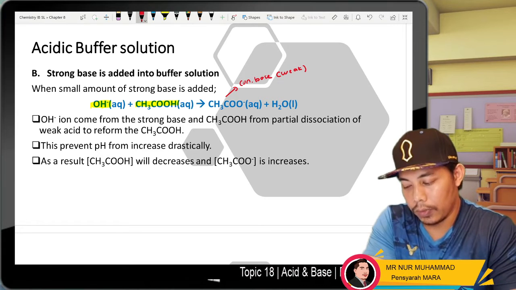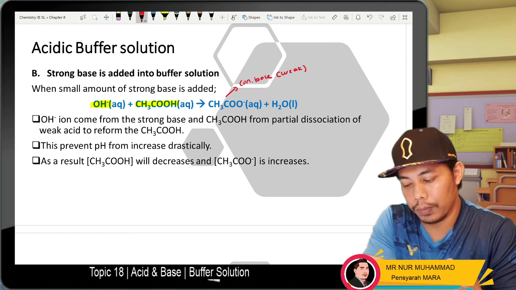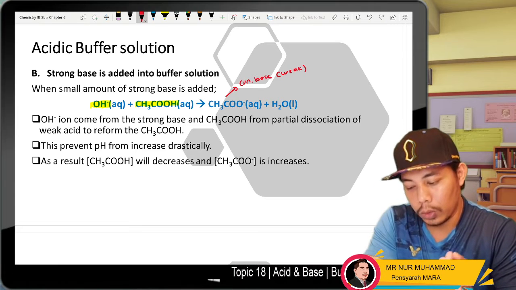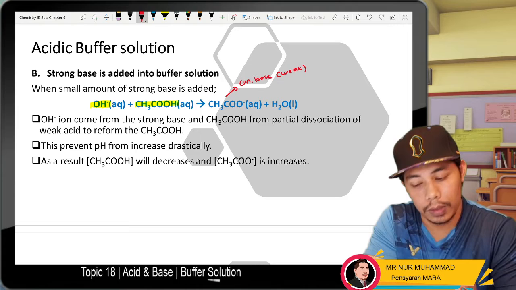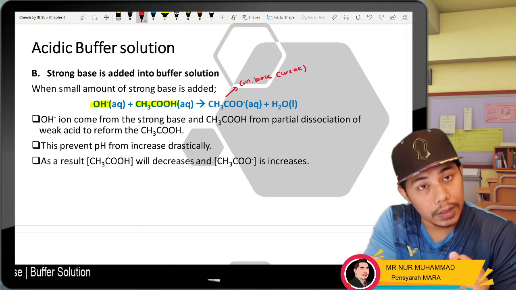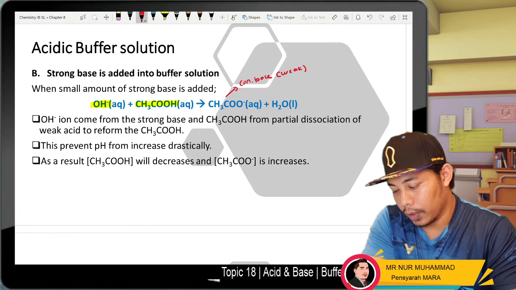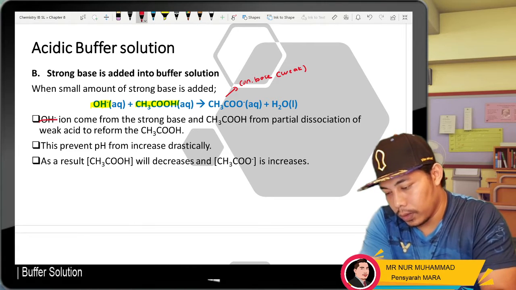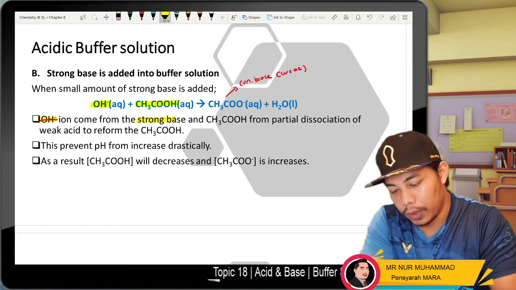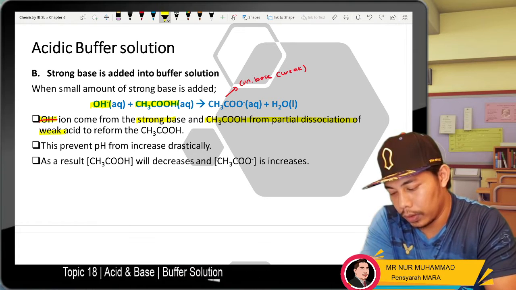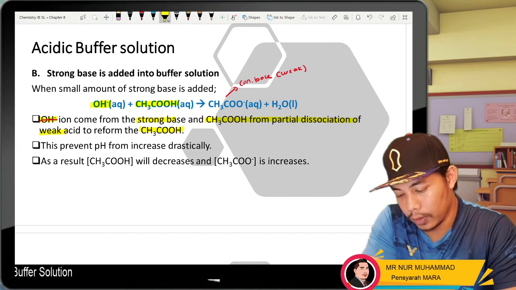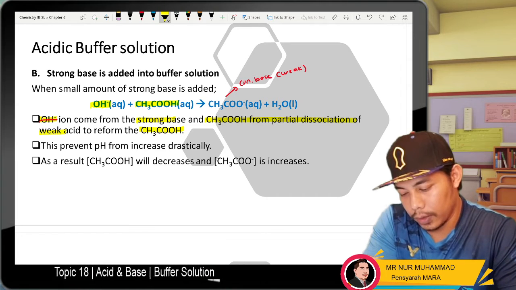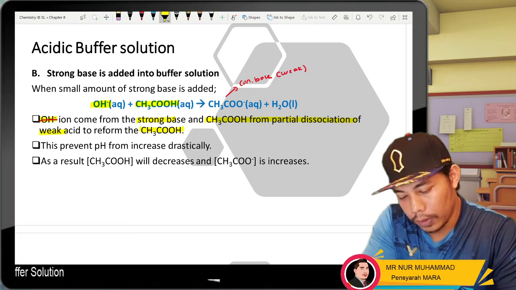If hydroxide ion is present in the solution, the pH will increase, but once the product is changed from hydroxide ion to ethanoate ion, which is the conjugate base, the pH still increases, but it increases slowly. The hydroxide ion from the strong base reacts with ethanoic acid, and partial dissociation of the weak acid reforms the ethanoic acid.